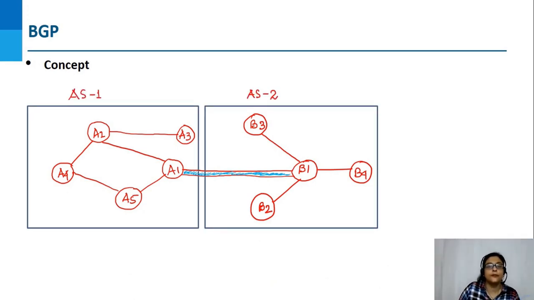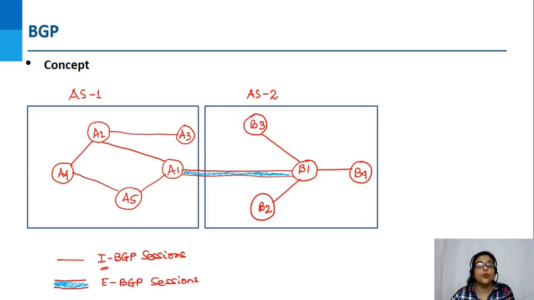So let us understand the sessions with the help of this diagram. We have here two autonomous systems, AS1 and AS2. AS1 has nodes A1, A2, A3, A4 and A5, and AS2 has nodes B1, B2, B3 and B4. Now, when there is a communication between A1 and A2 or A2 and A3, this is known as the iBGP sessions or internal BGP sessions. Whereas, if you want to communicate between A1 and B1, then it is the eBGP session or external BGP session.